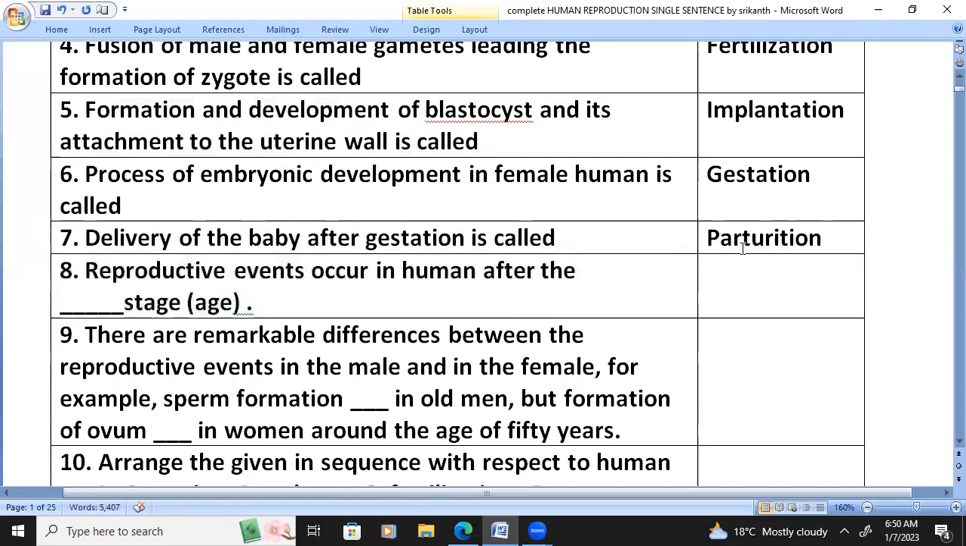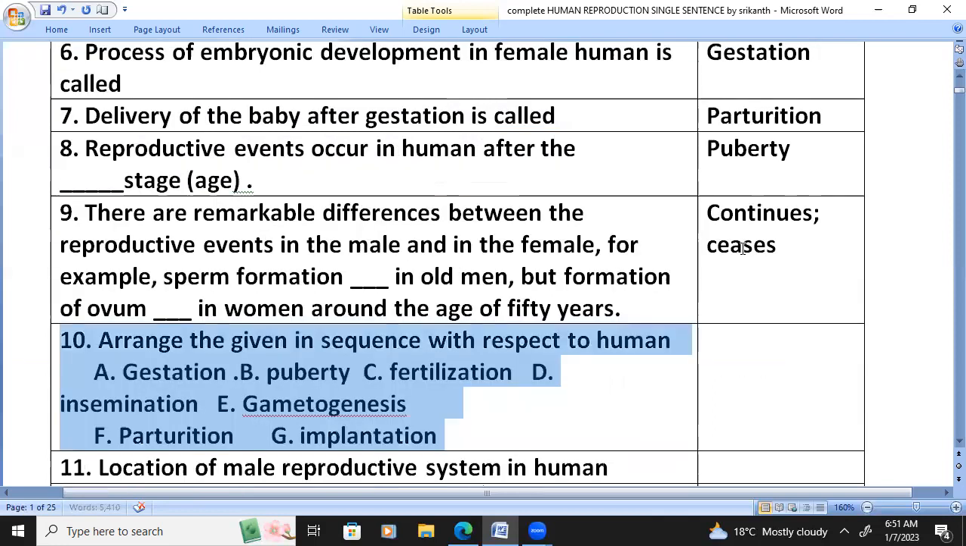Reproductive events occur in human after the puberty age. There are remarkable differences between the reproductive events in the male and in the female. For example, sperm formation in the male continues in old men, whereas formation of ovum in women is going to be ceased. Arrange the given in sequence with respect to human.